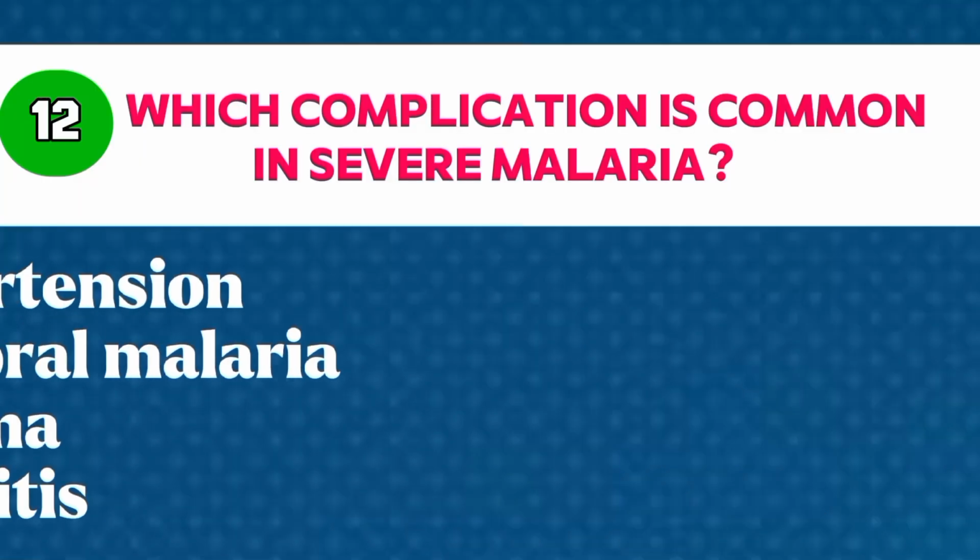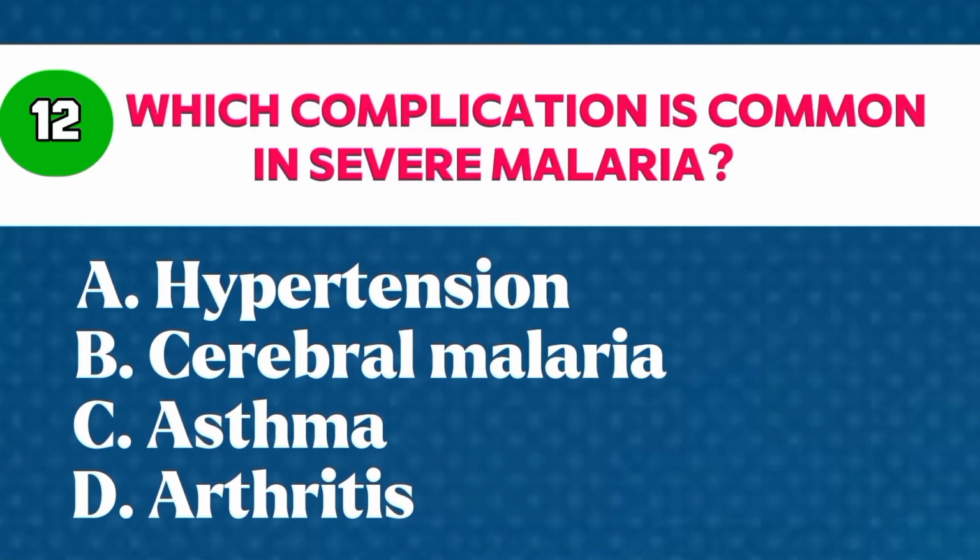12. Which complication is common in severe malaria? A. Hypertension. B. Cerebral malaria. C. Asthma. D. Arthritis. The answer is B. Cerebral malaria.